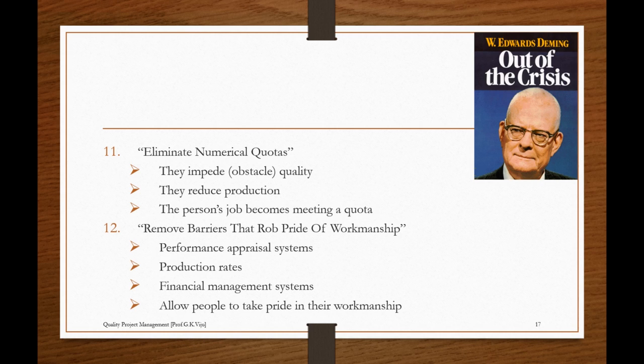12th one, remove barriers that rob people of pride of workmanship. This principle removes the annual rating or merit system. It allows everyone to take pride in their work without being rated or compared. The key point treats workers the same and doesn't make them compete with other workers for monetary and other rewards.